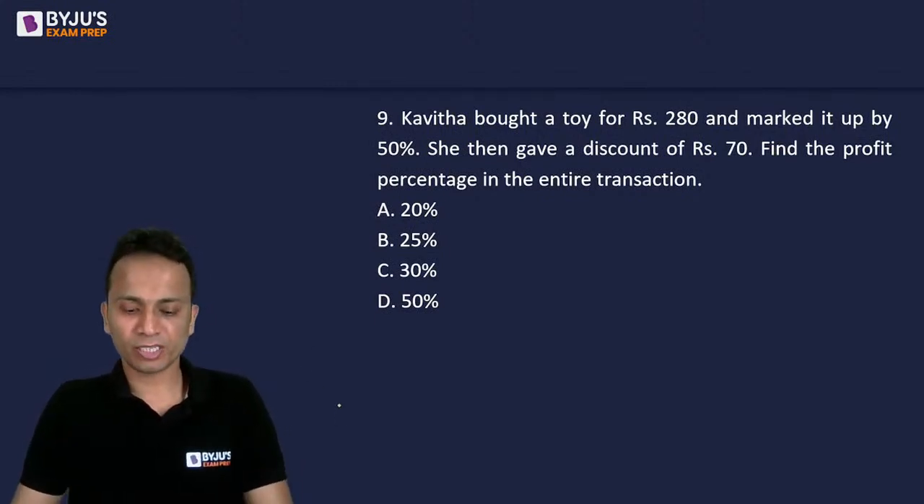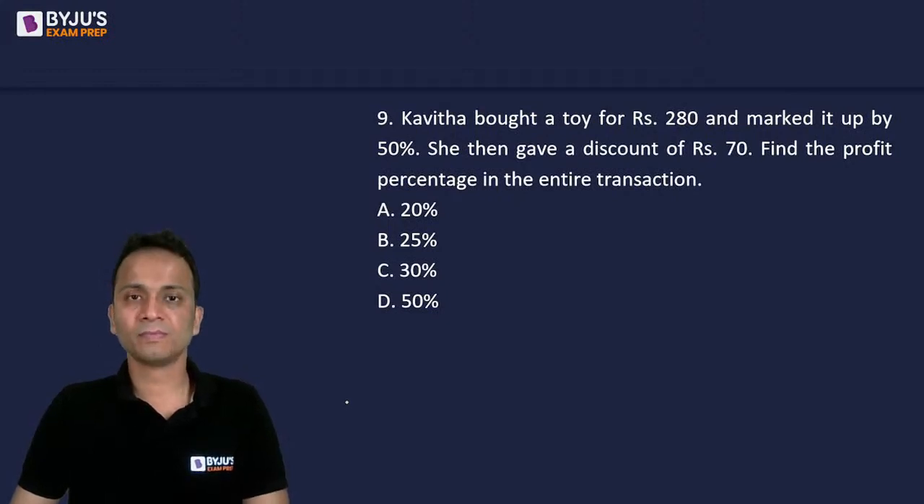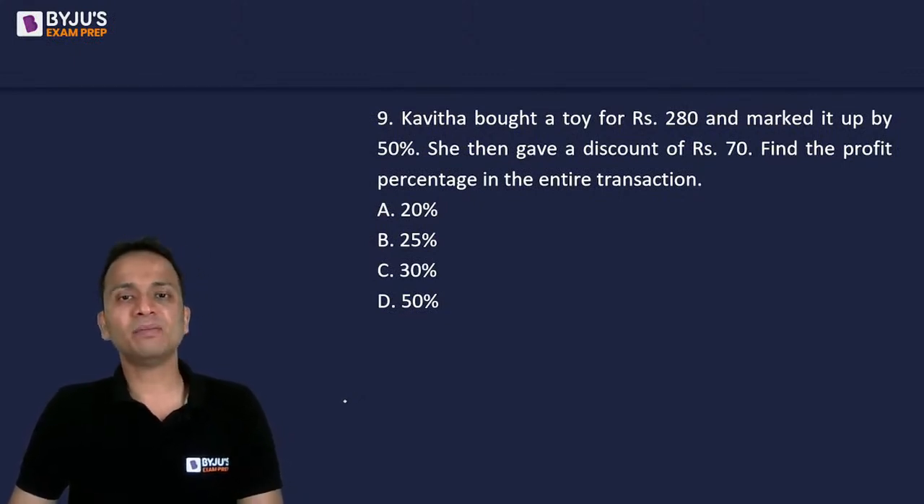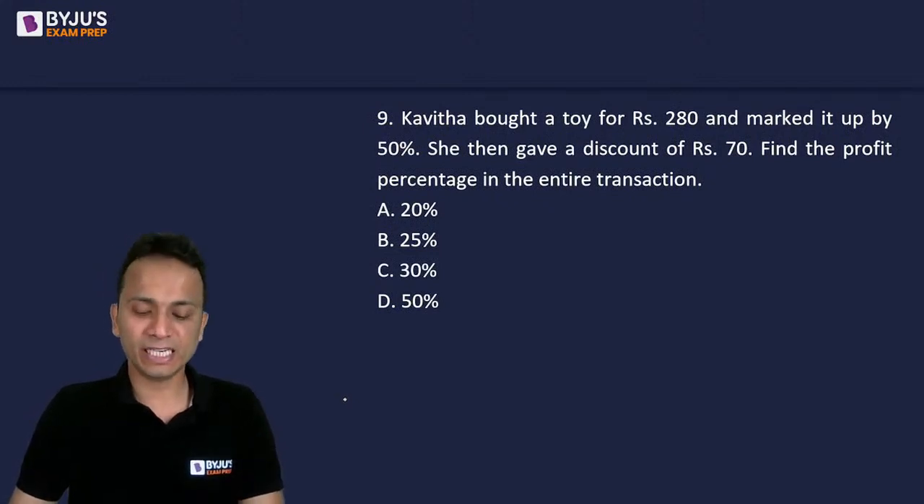जल्दी से आंसर दे दो इसका भी. Kavitha bought a toy for rupees 280 and marked it up by 50 percentage. Then she gave a discount of 70 rupees. Find the percentage profit in the entire transaction.